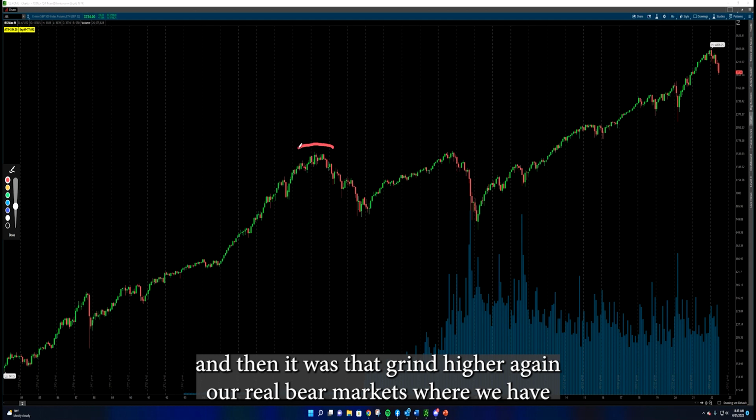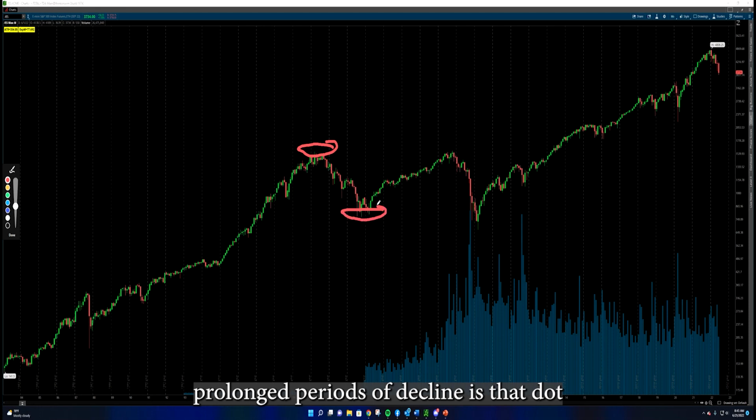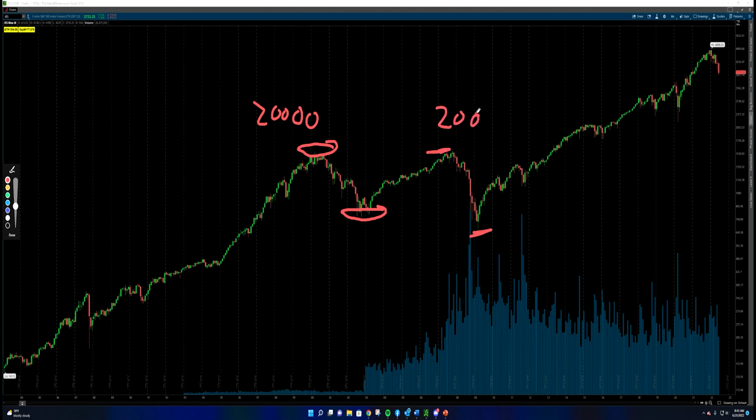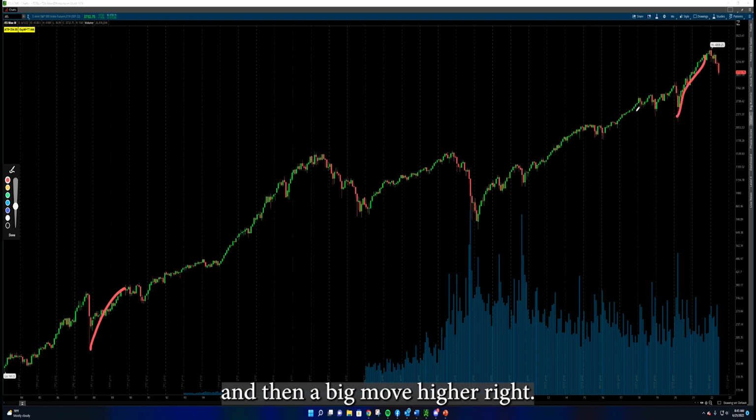Our real bear markets, where we have prolonged periods of decline, is that .com 2000 zone and our 07 to 09 financial crisis zone. Our 2020 sell-off was very reminiscent of that 87. Really quick, sharp reaction, and then a big move higher, right?